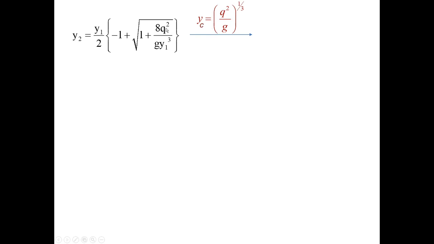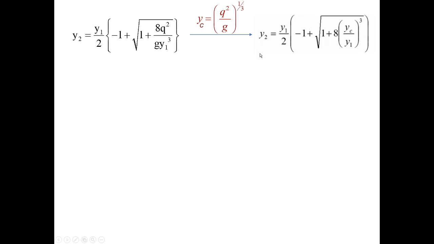So I can replace this term q square over g. Yes, I have q square over g. Instead of this q square over g, I can use yc. However, this is yc to the power of 3, because I have power of 1/3 here. Therefore, the new form of the relationship between the conjugate depths is y2 equals y1 over 2 times minus 1 plus square root of 1 plus 8 yc over y1 to the power of 3.